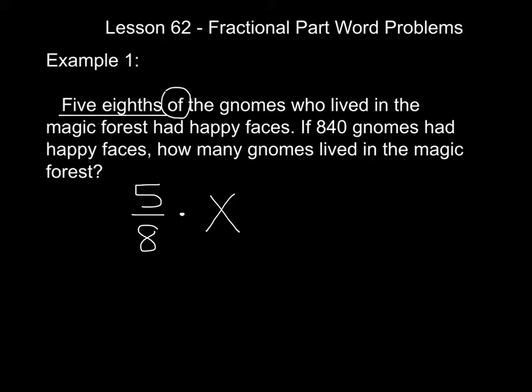It says, if 840 gnomes had happy faces, how many lived in the magic forest? Well, if I go back to that first sentence, it says 5/8 of the gnomes, and that means the total gnomes, had happy faces. That word had is the same as having an equal sign. And we're going to say these are the happy face people, and we're just going to write HF for happy faces. But we can see in this second sentence, 840 of them had happy faces. So let's replace that HF instead with 840.